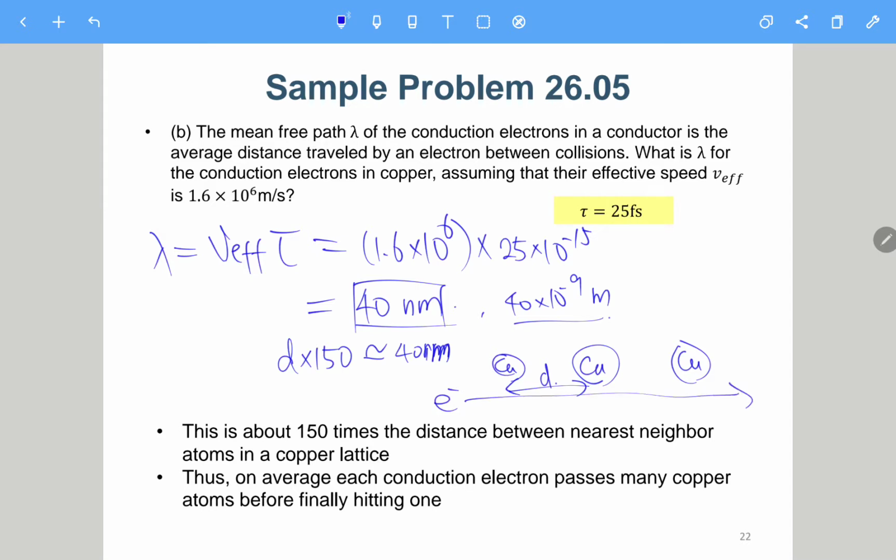On average, the electron can go for 40 nanometers before a collision, which means an electron could go through 150 copper atoms on average. So it somehow verifies that the atom is like a nucleus, and most of the space should be empty. Otherwise the electron would hit the nucleus frequently, but here it can go through 150 on average.